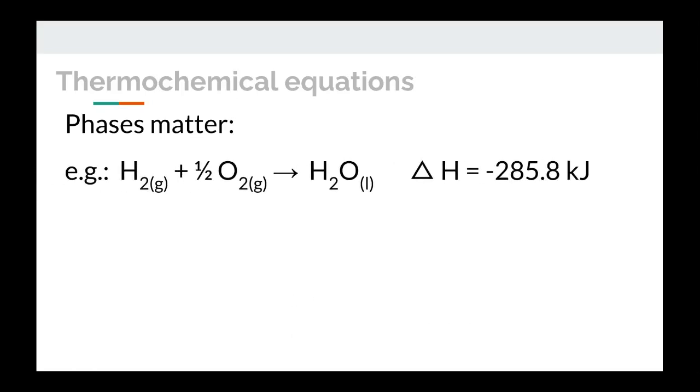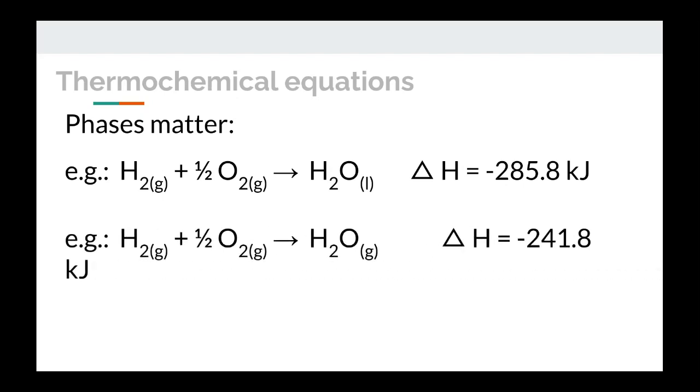Another thing that's important about thermochemical equations is that phases matter. For making a mole of liquid water, the enthalpy change is negative 285.8 kilojoules. But if we made gaseous water, we wouldn't be releasing quite as much energy because gaseous water has more energy stored in it than liquid water does. And so that quantity would drop down to 241.8. So you have to pay attention to the phase that your substances are in in thermochemistry.